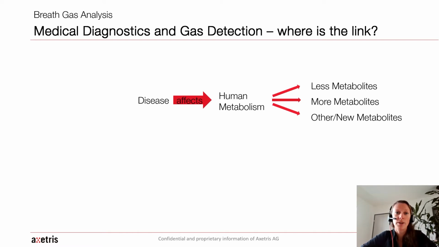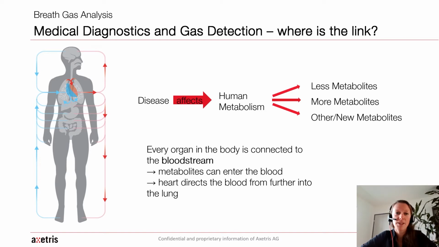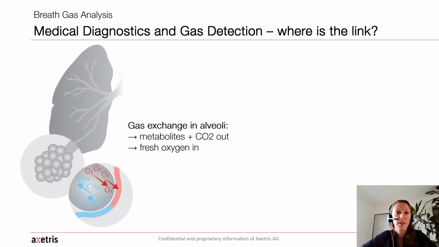And since every organ in our body is connected to the bloodstream, these metabolites are therefore also released into the blood. And this is why, for example, inflammations can be detected in the blood. And for sure, the same applies to other diseases like cancers, which are detected by tumor markers. And through our bloodstream, this blood from the body first passes through the heart and then continues to the lungs. And in the lungs, the blood then passes the so-called alveoli, which are the smallest air sacs in the lungs. And this is also where the gas exchange takes place.